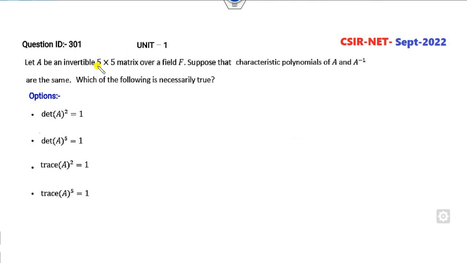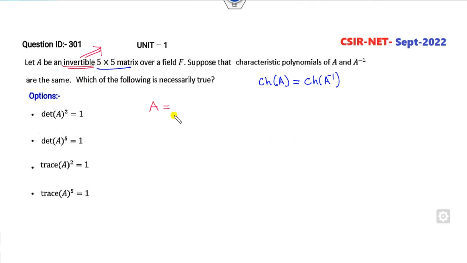Okay, A is any 5 cross 5 matrix such that the characteristic polynomial of A is the characteristic polynomial of A inverse. So that's very simple. You have to check the options. What is the nature of this A? It is invertible. Is it given to you that it's symmetric, skew symmetric or Hermitian? No. So you can choose any 5 cross 5 invertible matrix.